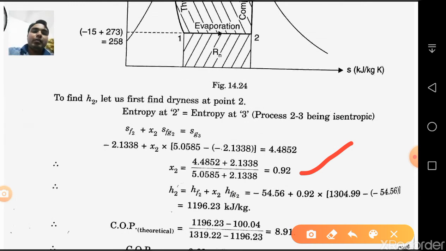So HF2, take the value from the table at the corresponding value of minus 15. It is minus 15.44, 0.56, and X2 is 0.92, and HFG2 is Hg2 minus HF2. So HF2 is the liquid enthalpy at minus 15, and Hg2 at minus 15. Put in these values and find the value of H2.